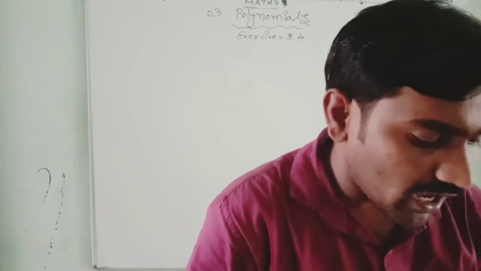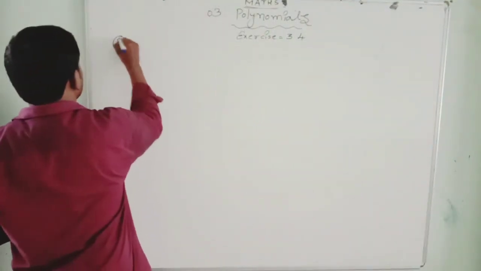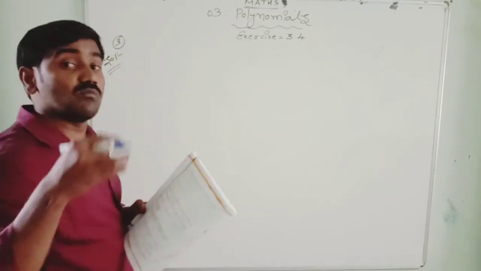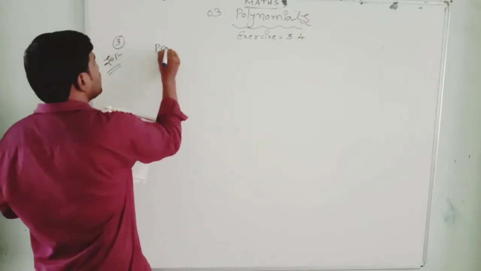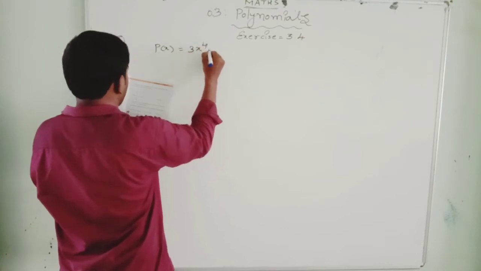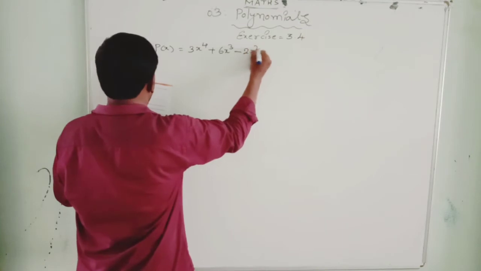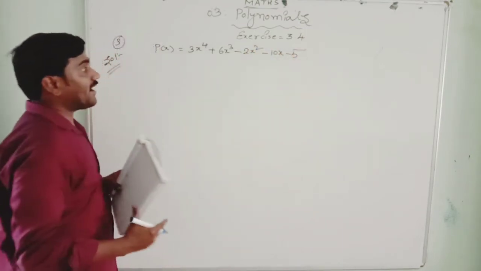Okay, obtain all other zeros. Third question solution. Obtain all other zeros. We have to find out some more zeros of the polynomial. The given polynomial is 3x to the power of 4 plus 6x to the power of 3 minus 2x square minus 10x minus 5. This polynomial is given.